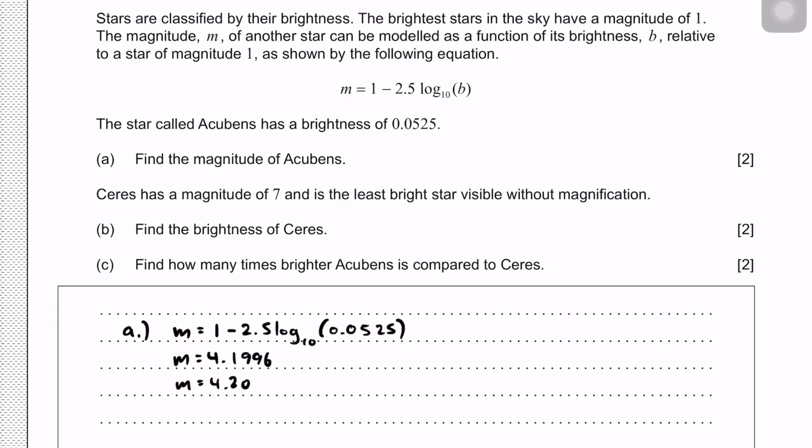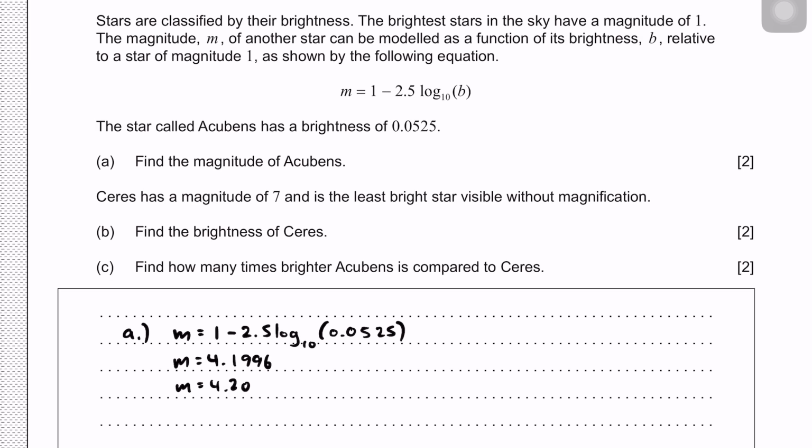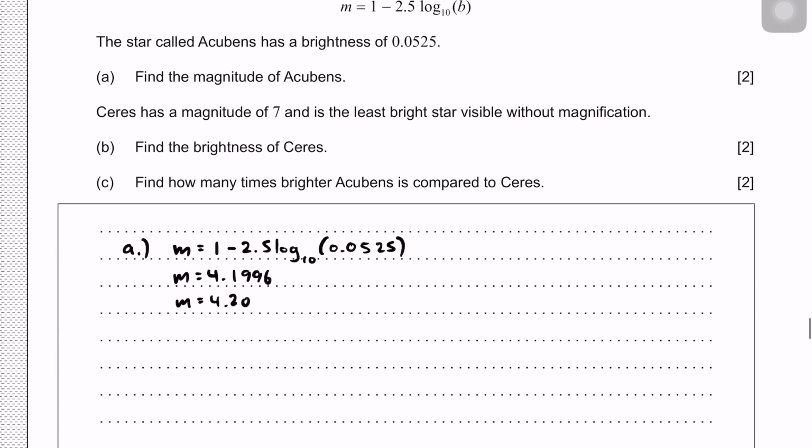Ceres has a magnitude of 7 and is the least bright star visible without magnification. Part B asks us to find the brightness of Ceres. So again, not a bad question, especially for the 10th question in paper 1. Input-output kind of question. In this case, we know what the magnitude is. M is equal to 7. What's the corresponding brightness? So really actually not too bad of a question.